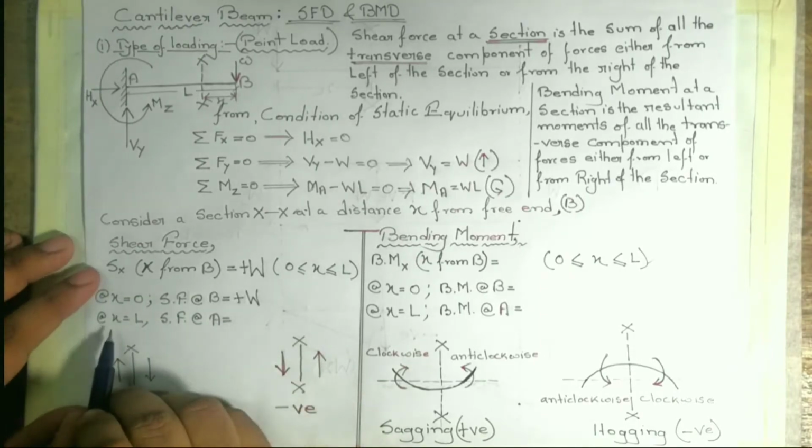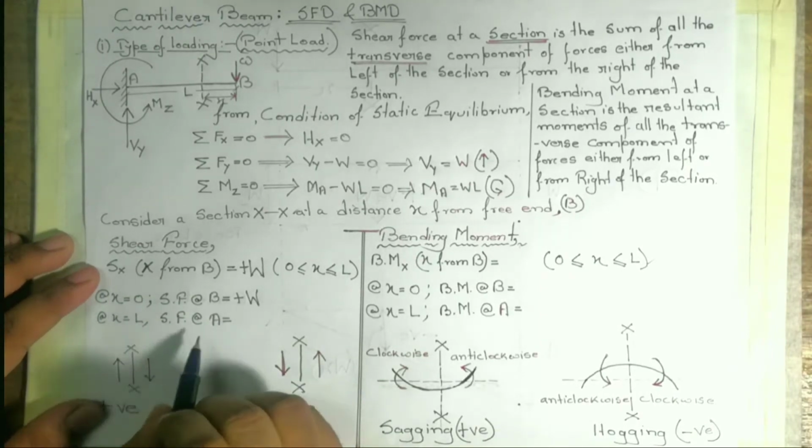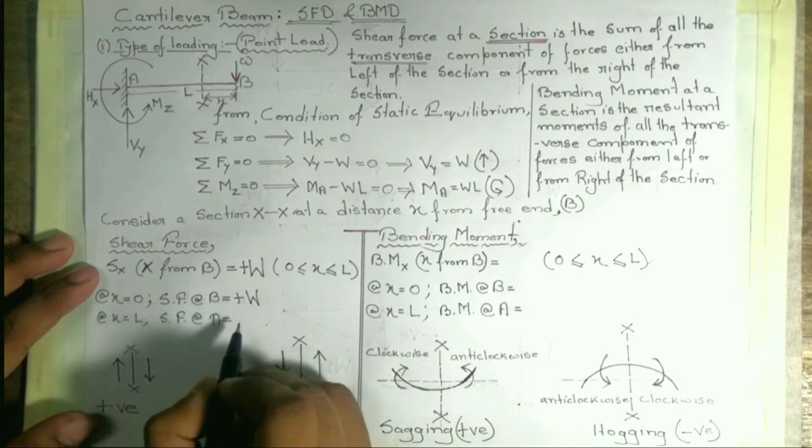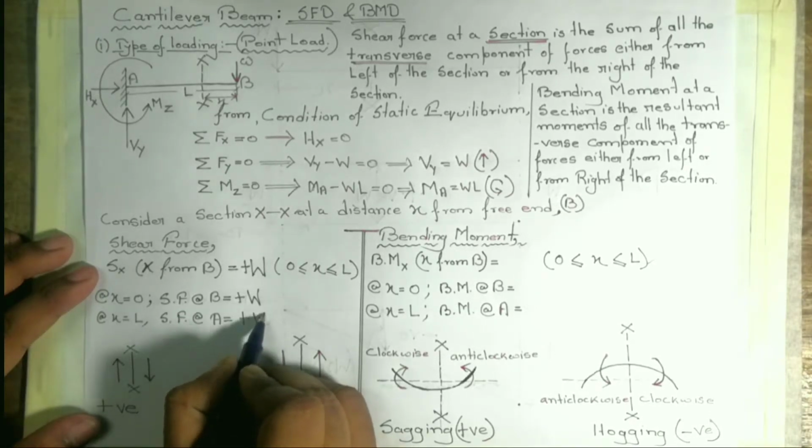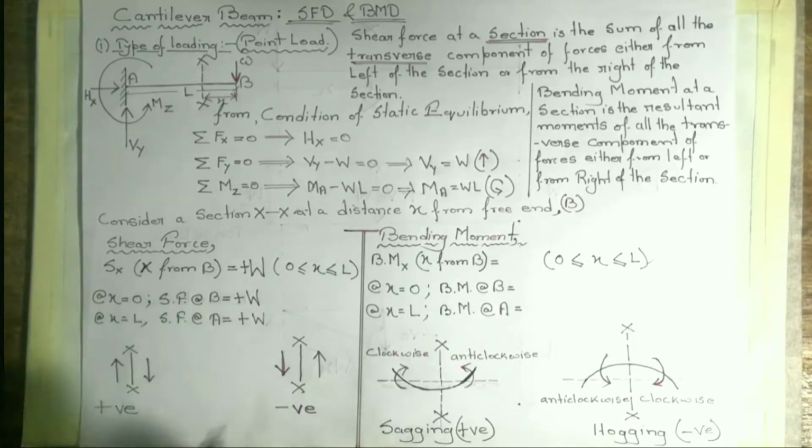At a distance x equal to L, shear force at A will be positive W. Now in both cases, shear force will be constant at all sections of the cantilever beam between A and B, as there is no other loading between A and B.